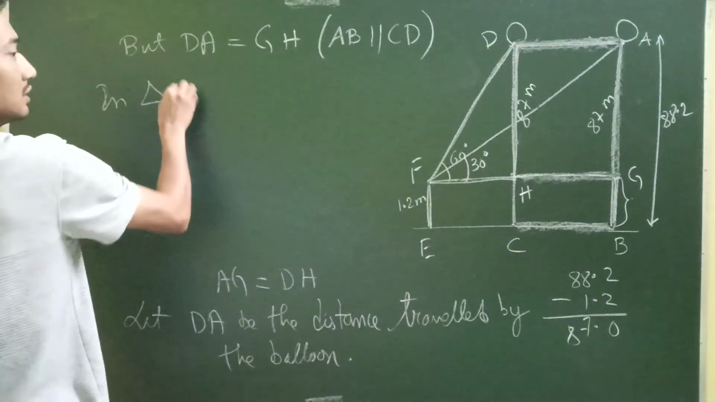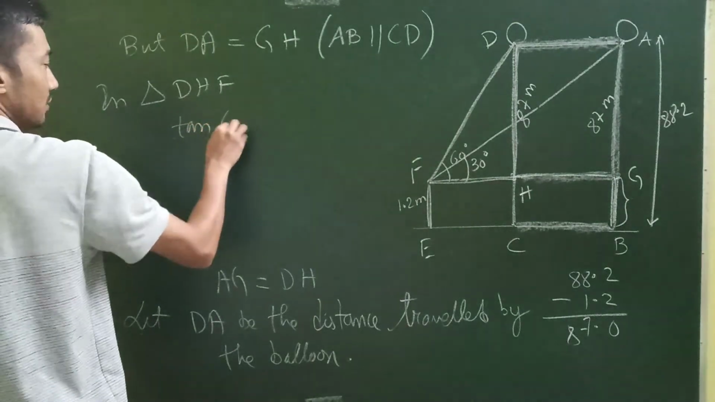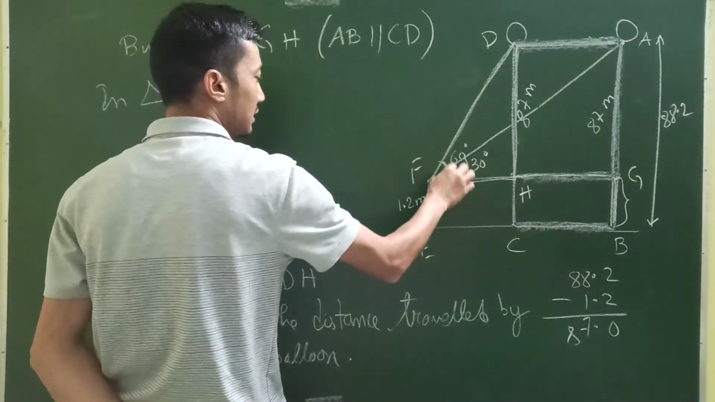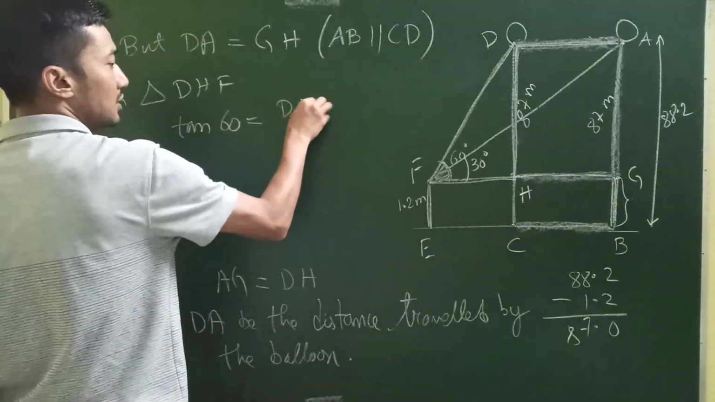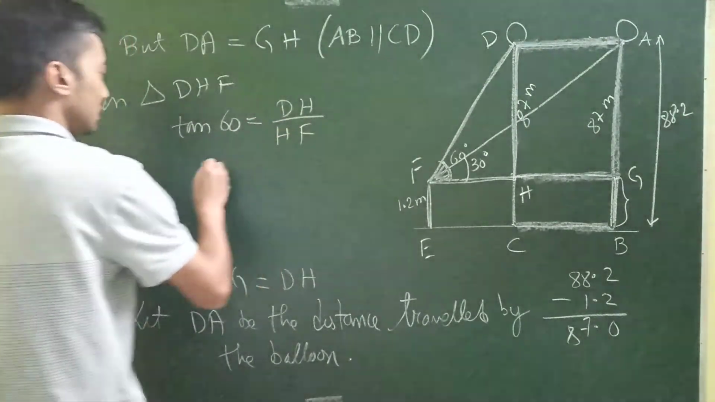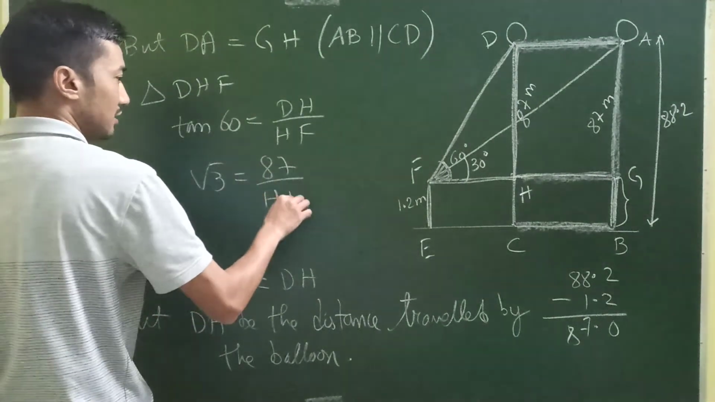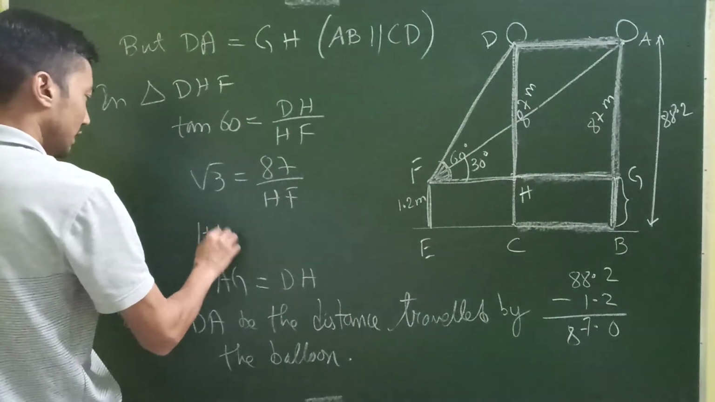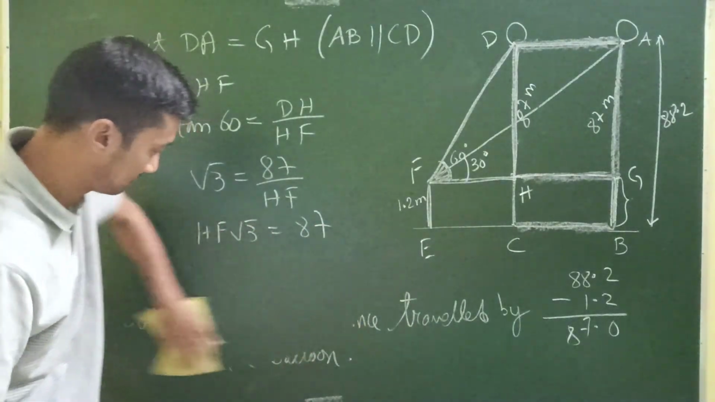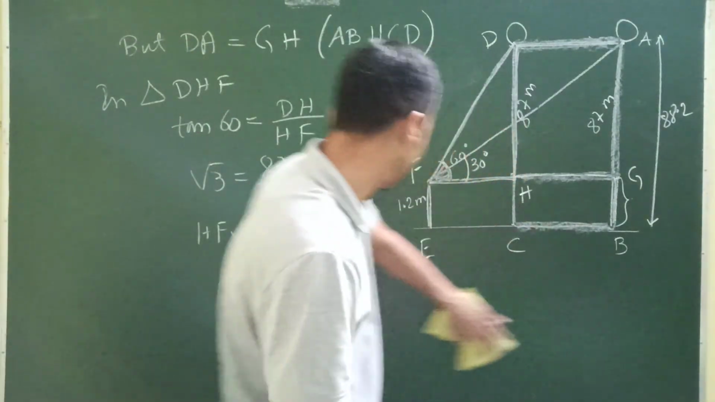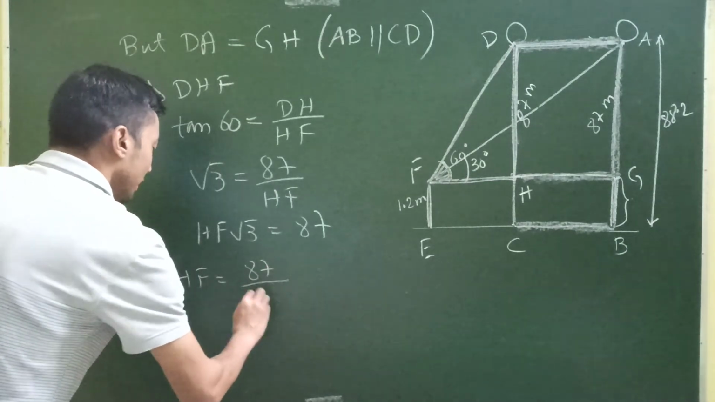So in triangle DHF, tan of 60, because this angle is the one, isn't it? Tan of 60 is going to be DH by HF. Tan 60 is root 3. DH is 87. HF, we don't know. So HF root 3 equals 87. Done? So HF will be 87 by root 3.